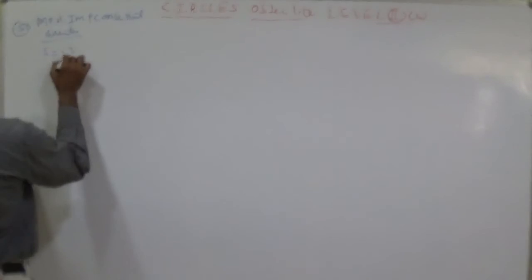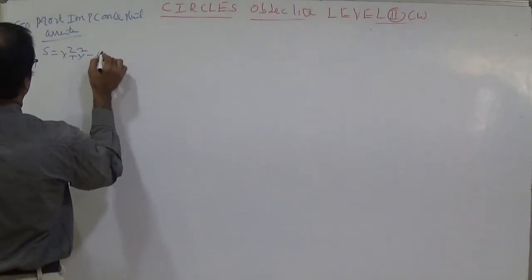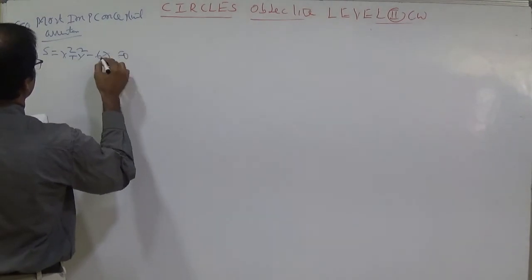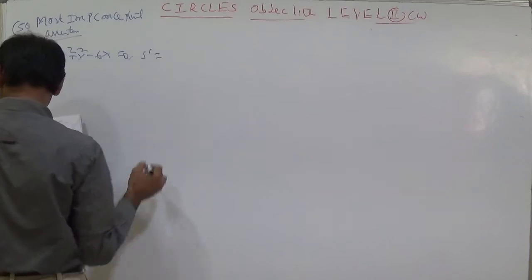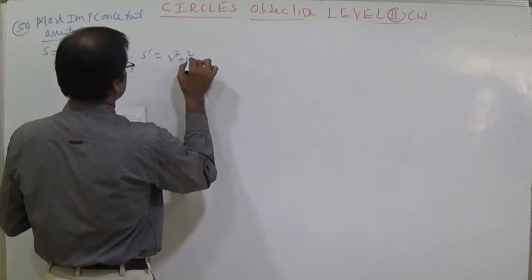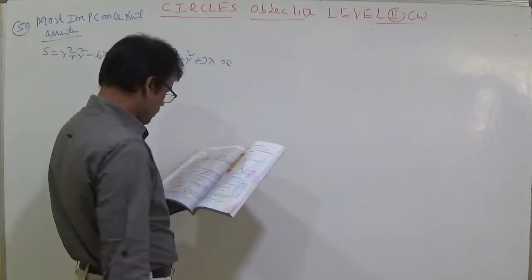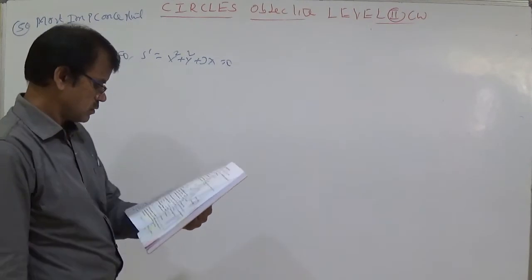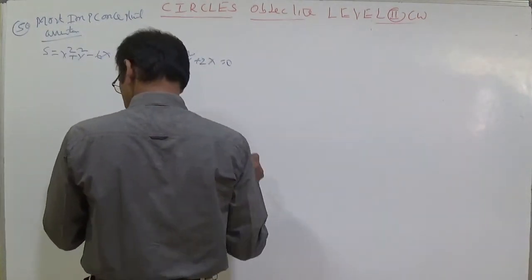Let us write here x square plus y square minus 6x equal to 0. Write as dash another circle: x square plus y square plus 3x equal to, no, it is 2x. x square plus y square plus 2x equal to 0. And x square plus y square minus 6x.